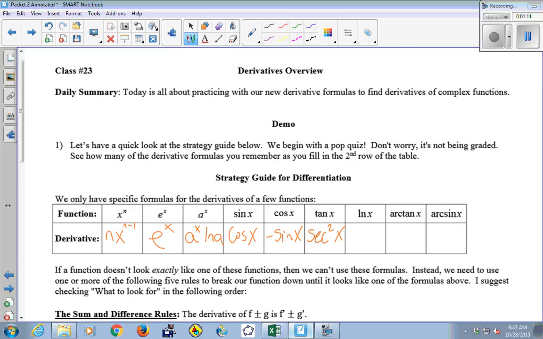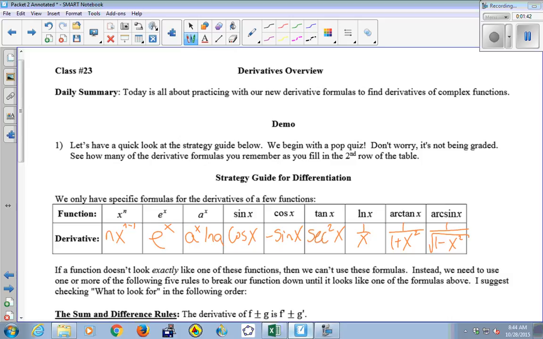Derivative of ln x. 1 over x. We just learned that one on Monday. The derivative of arctan. And the derivative of arcsine. That one had a square root. And it was 1 minus, right? 1 minus x squared. Okay, so those are all the derivative rules we know.